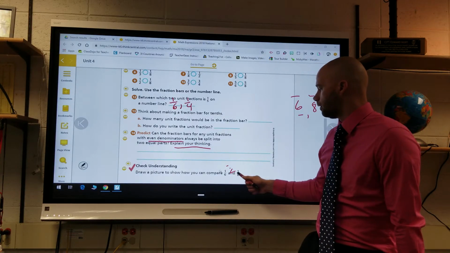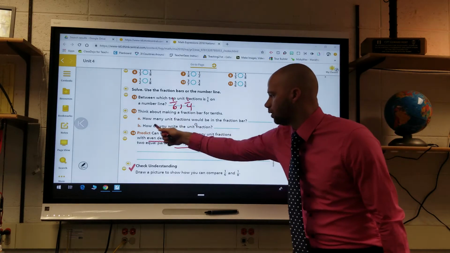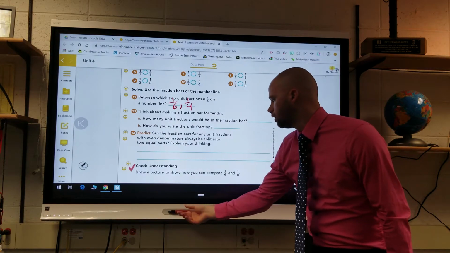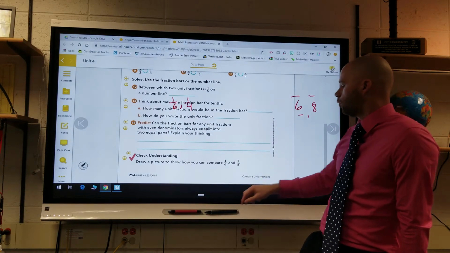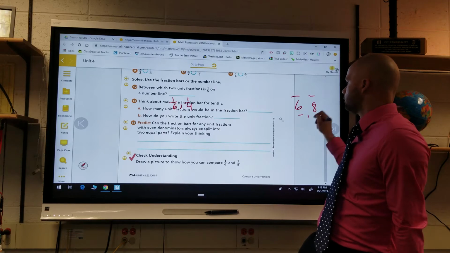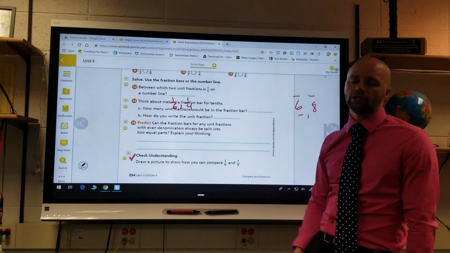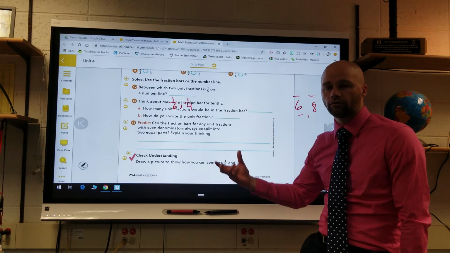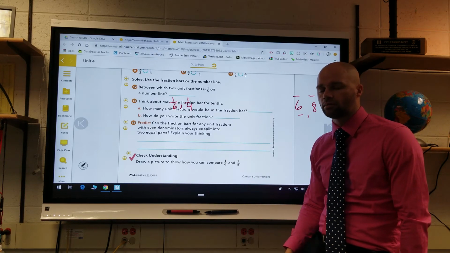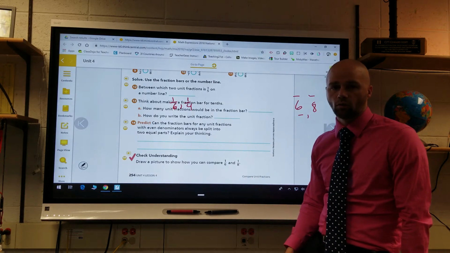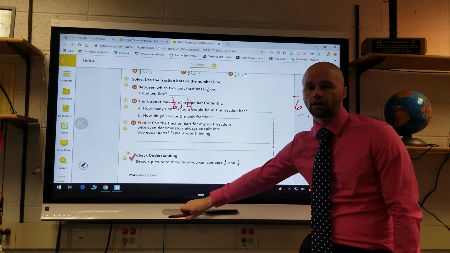Okay. And then the last one. So draw a picture to show how you can compare 1/6 and 1/8. So hint, hint. I would definitely advise you to go back a page and use your fraction bars that are on the previous page to show 1/6 and 1/8 and how you can compare those two.